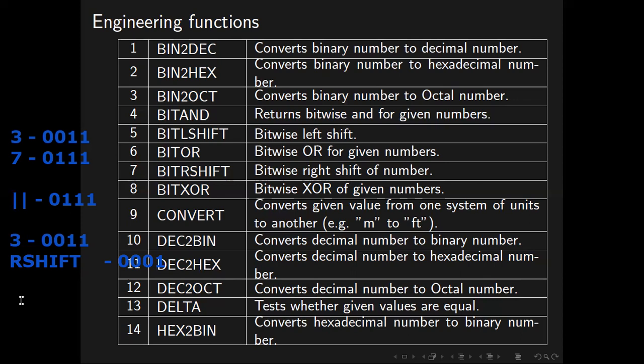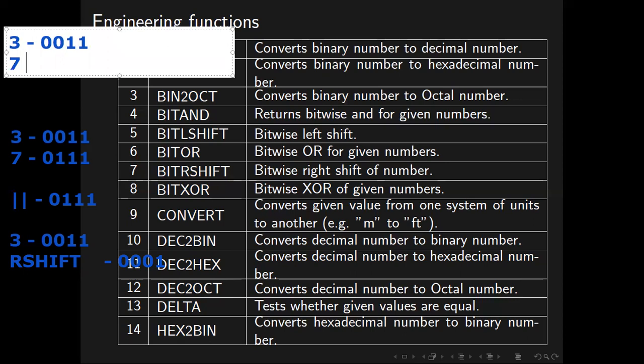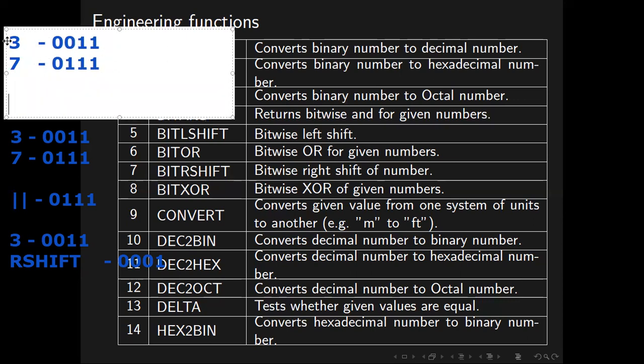We take again our own 3 and 7 for the bitwise operation. I place it here, 3, and we get 0011. It's 3 in binary notation. Then 7. We get 0111. Now we move on to bitwise XOR.